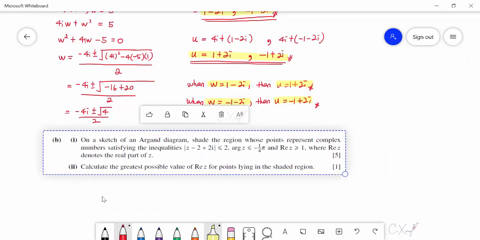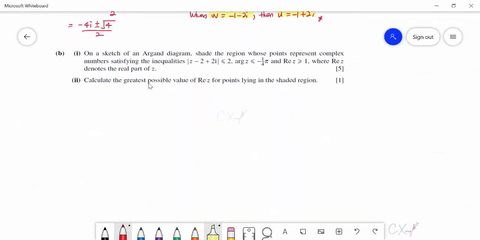Let's continue to part B. For part B, part 1, on a sketch of an Argand diagram, they want you to shade the region whose points represent the complex numbers satisfying the inequalities. So how many inequalities do we have here? This is the first inequality, this is the second inequality, and this is the third inequality. Re Z means the real part of Z. After that, they want you to calculate the greatest possible value of the real part of Z for the points lying in the shaded region.